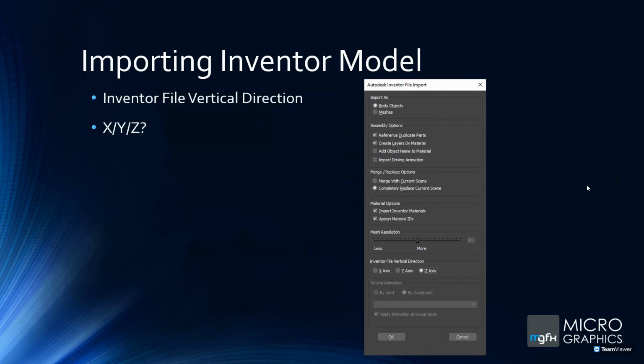Okay, and then this is also very, very important. Which way is up? X, Y, or Z? When you are in Inventor, please take a look at your UCS in the bottom left-hand corner. Red, green, blue is X, Y, and Z. See which one is pointing up so that it can be brought into 3ds Max in the right orientation.